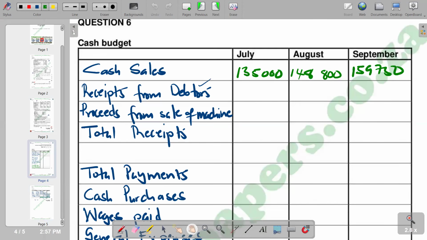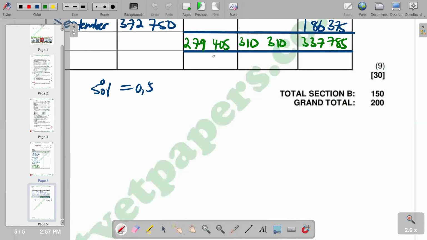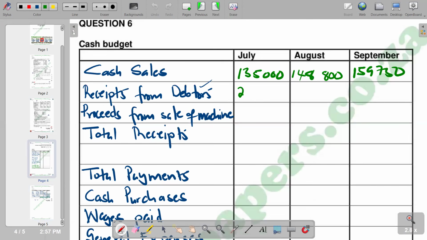So for July, the figure that we got for July is 479,405. And then for August, it is 310,310.